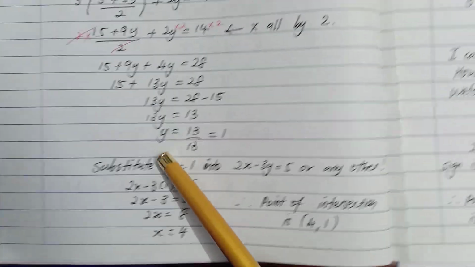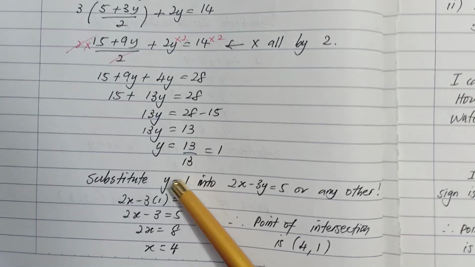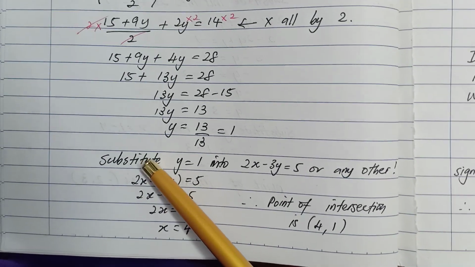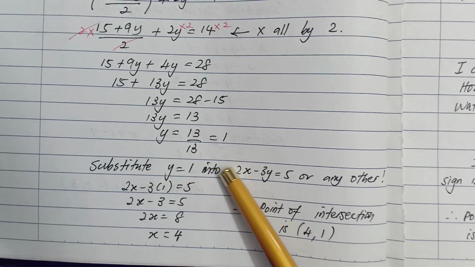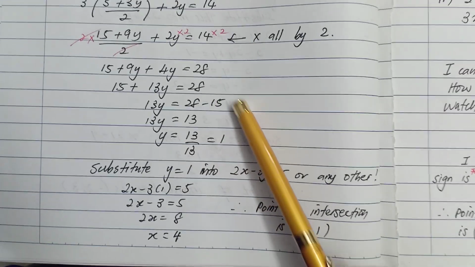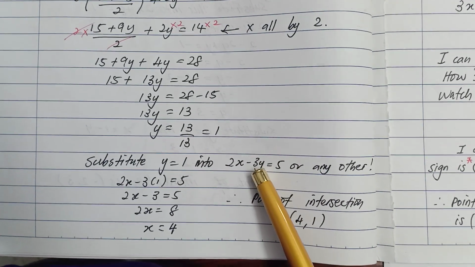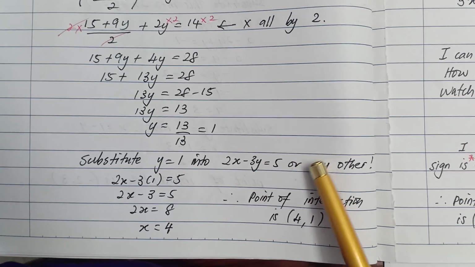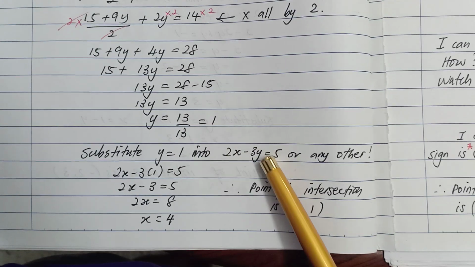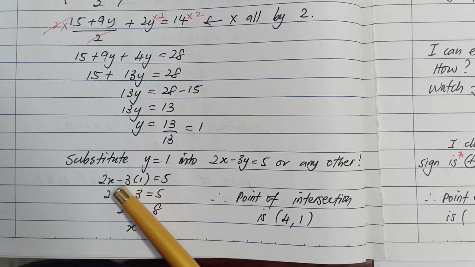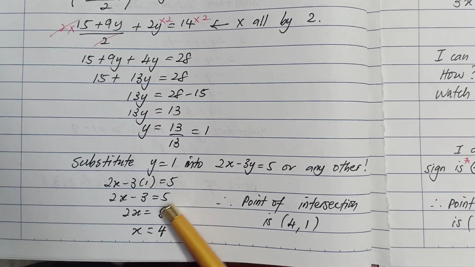Now once you get this value ready, the second part is very easy. Even though we used elimination for the first part, for the second part we use substitution. So substitute y equals 1 into any of the equations on top. So I am using 2x minus 3y equals 5. Okay, so the y is 1, right? So put it inside here. So 2x minus 3 equals 5.